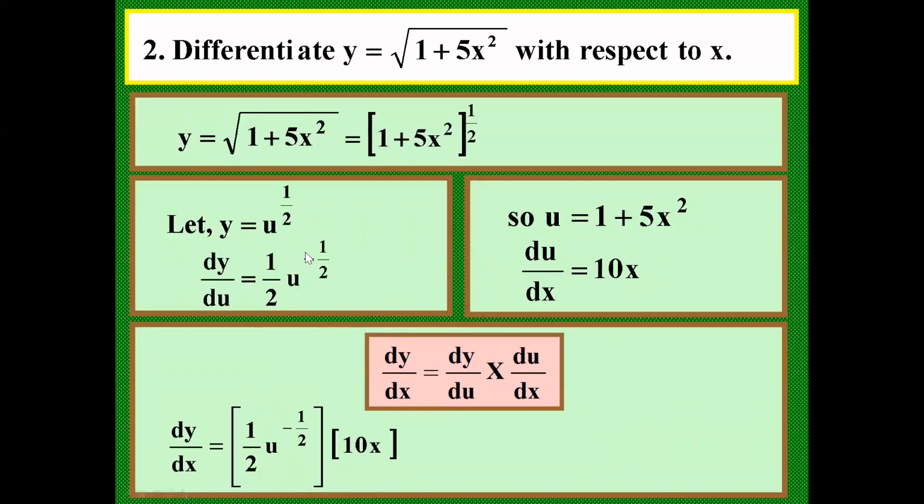Next, of course, you will combine them, so you will put both of them together, so you will have the dy over du and the du over dx. Put them together. Okay, once they are together, you will try to simplify it. So 1 over 2 and 10 can be simplified. You will get 1 mark for that.